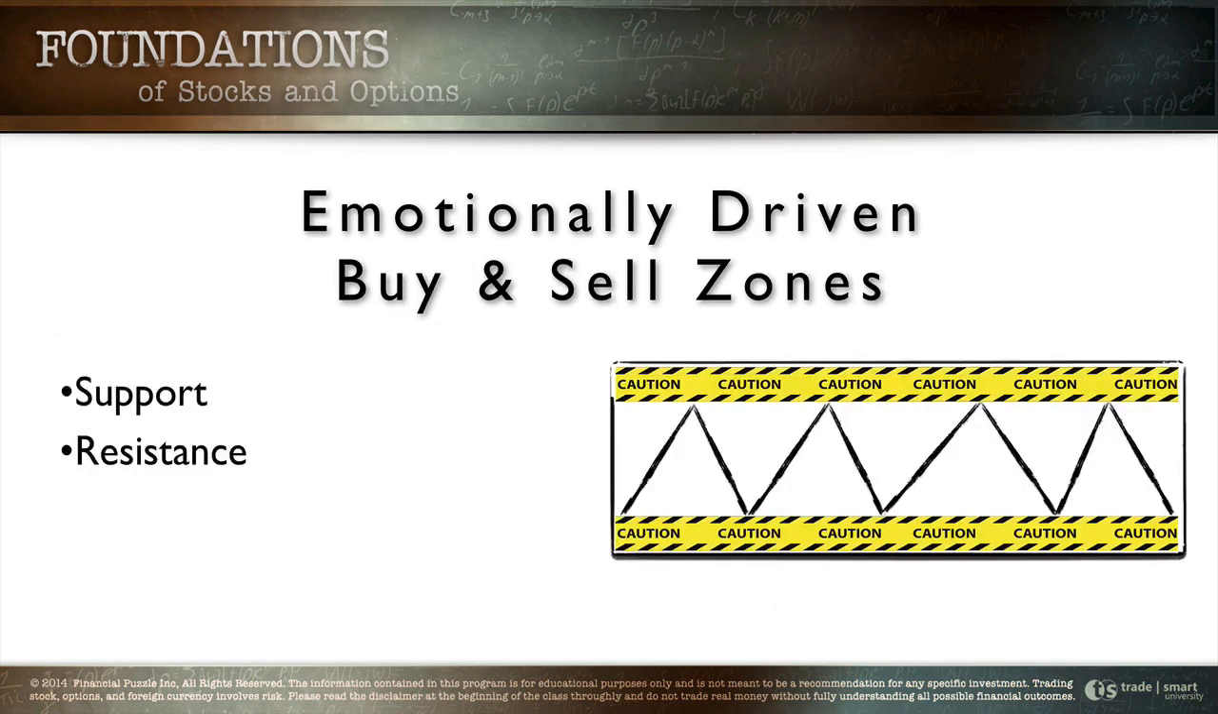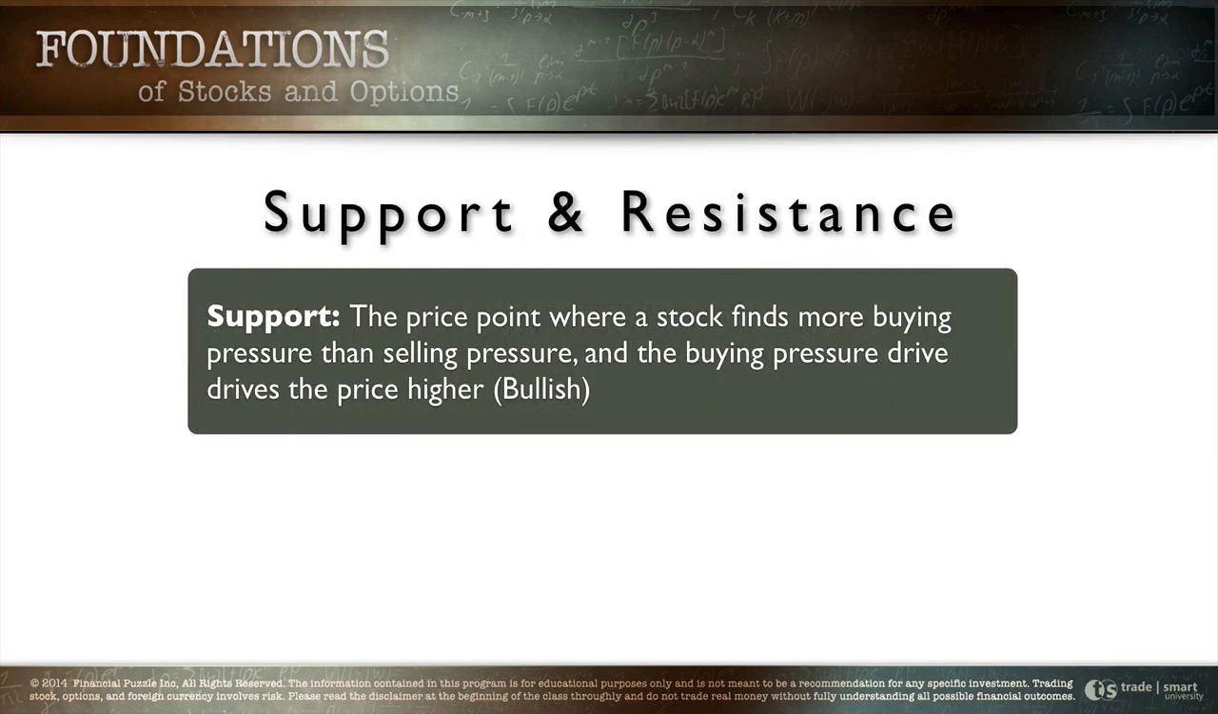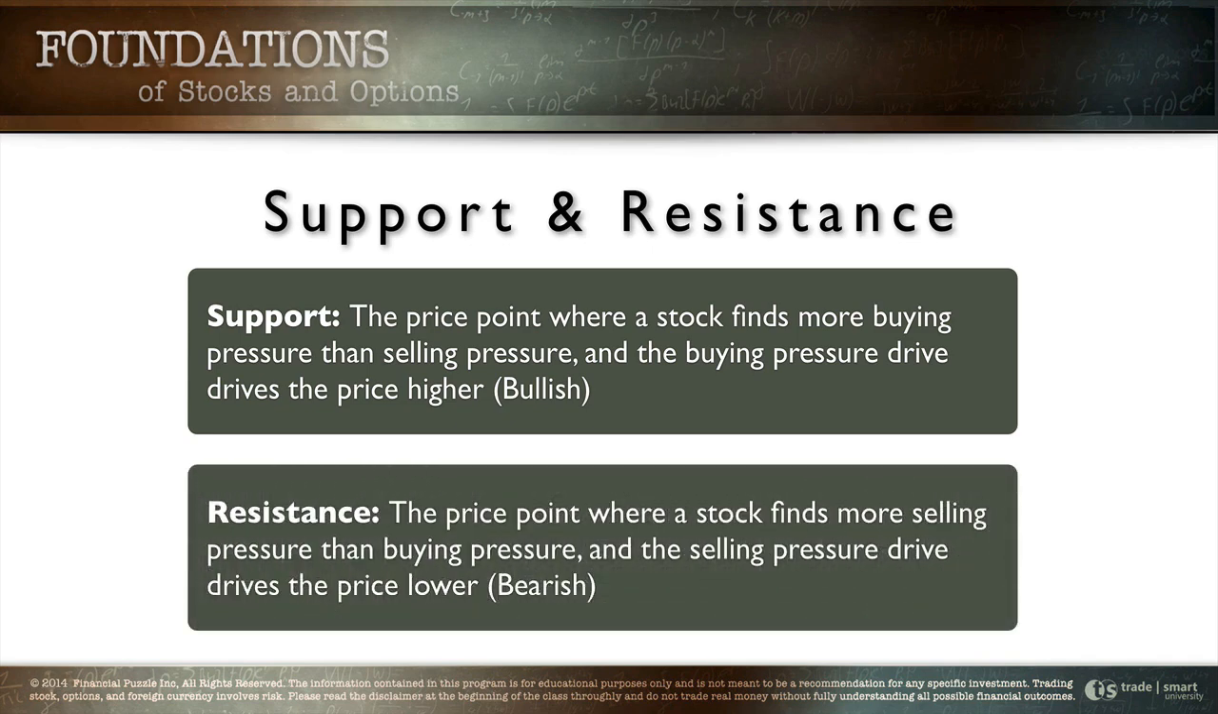All right, so that sets us up for why price action works, and then we went from there into the discussion on emotionally driven buy and sell zones, or better said, we talked about support and resistance. Support being the price point where a stock finds more buying pressure than selling pressure. The buying pressure drives the price of the stock higher, creating a bullish situation. Resistance being the price point where a stock finds more selling pressure than buying pressure, and the selling pressure drives the price of the stock lower, thus creating a bearish situation.